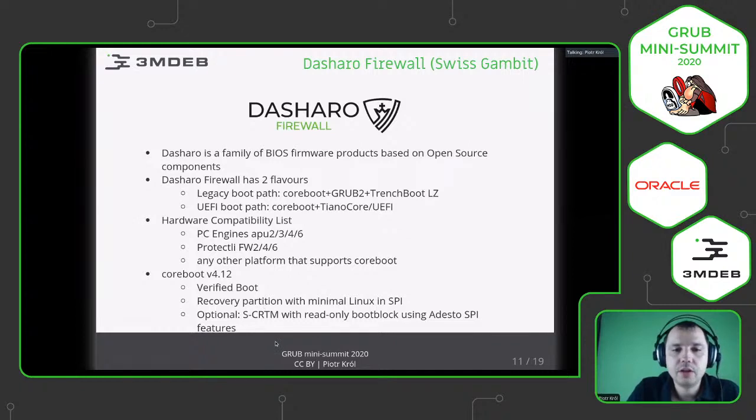As an optional thing, we may replace the SPI chip to support a read-only boot block. How it works is the SPI can permanently lock part of the SPI. We put a small code base there, like the boot block part of coreboot. This boot block creates the static core root of trust for measurement. Of course, this boot block can be fully verified, because you can build the code from source and verify whether the boot block is the same as the one flashed on SPI.